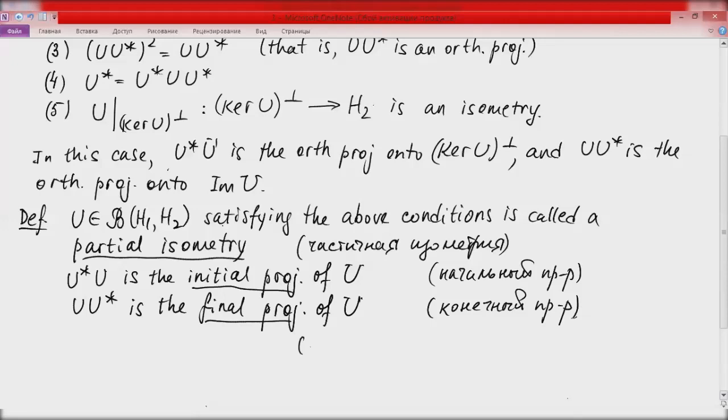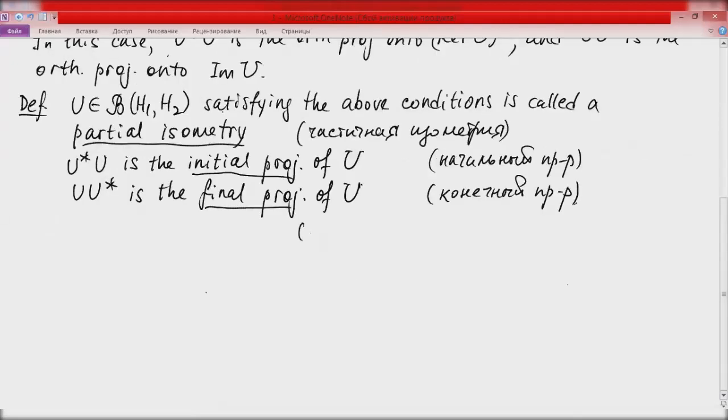Well, also before we prove this theorem, let's make some simple observations which are immediate from the statement. First, let's observe that U is a partial isometry if and only if U star is a partial isometry.